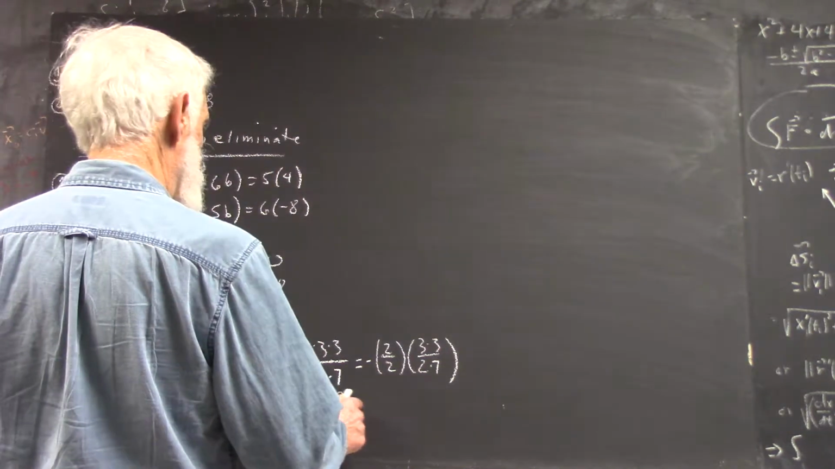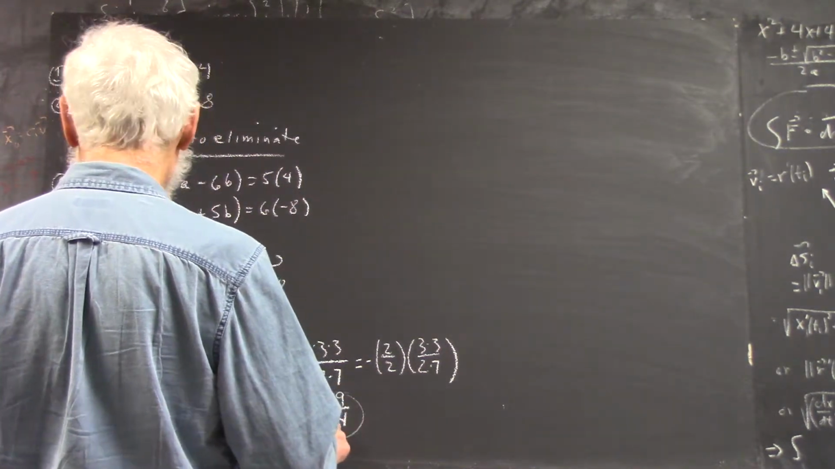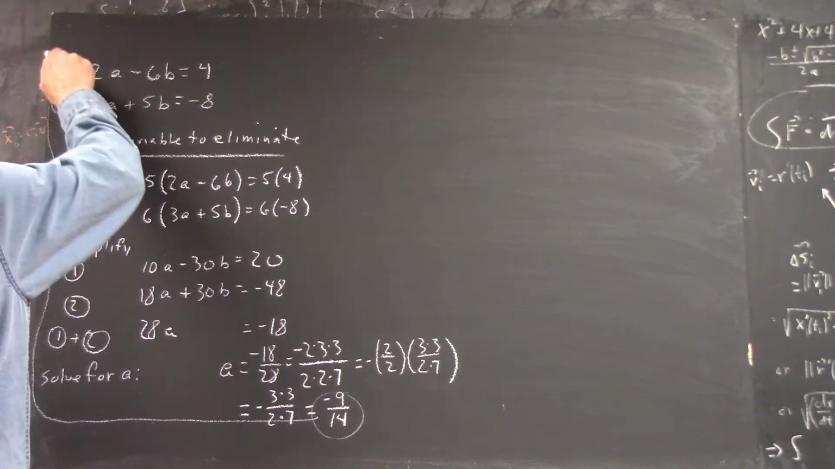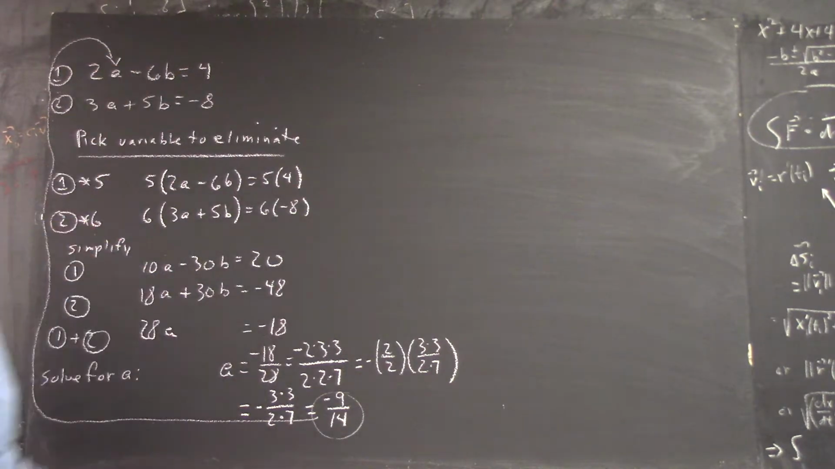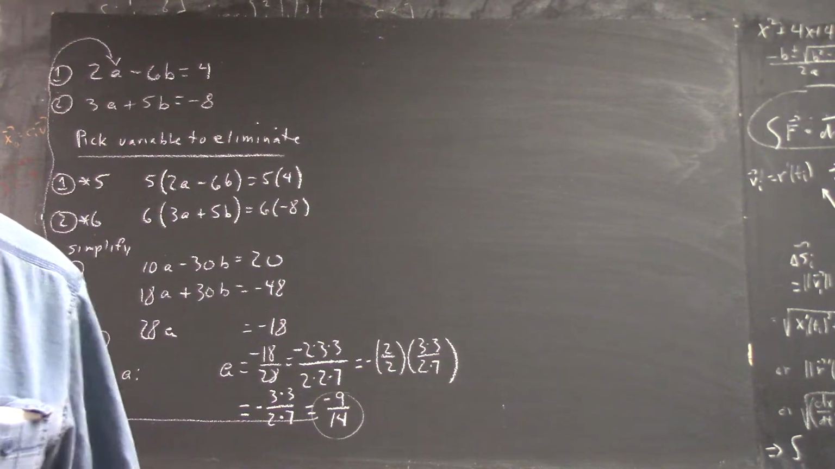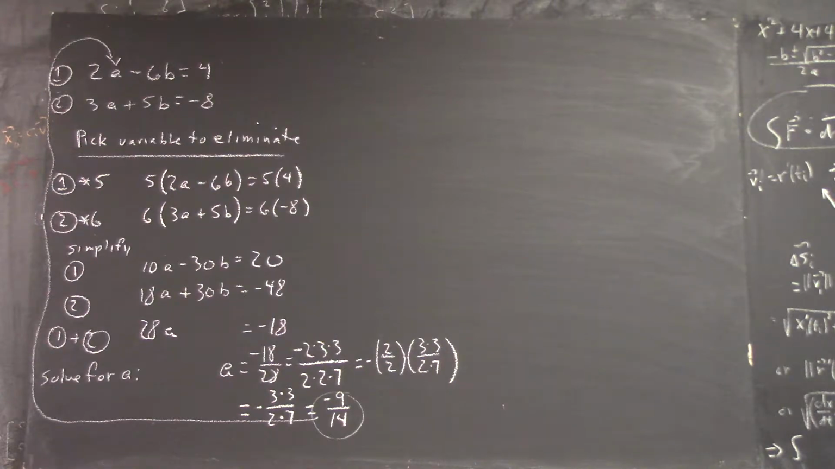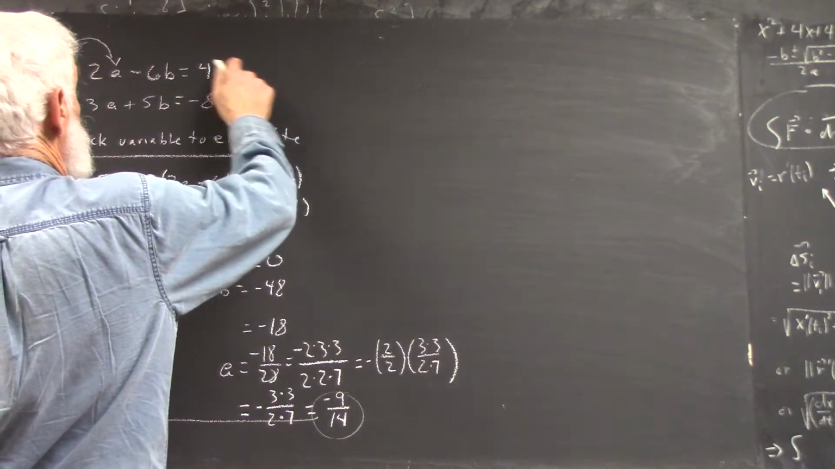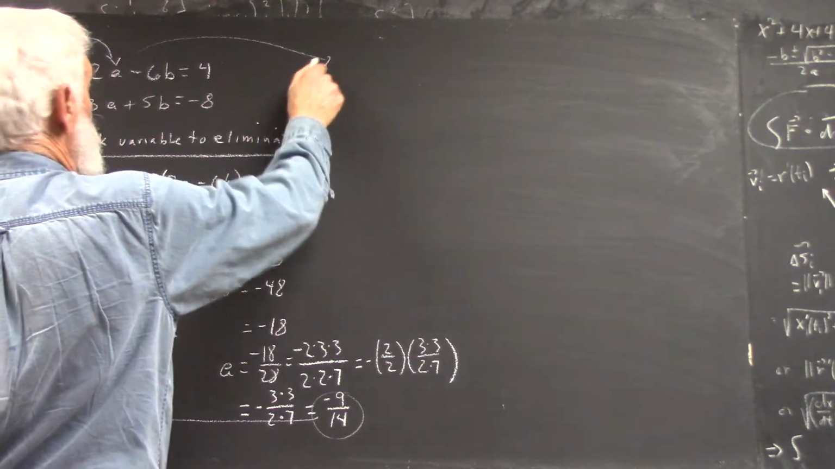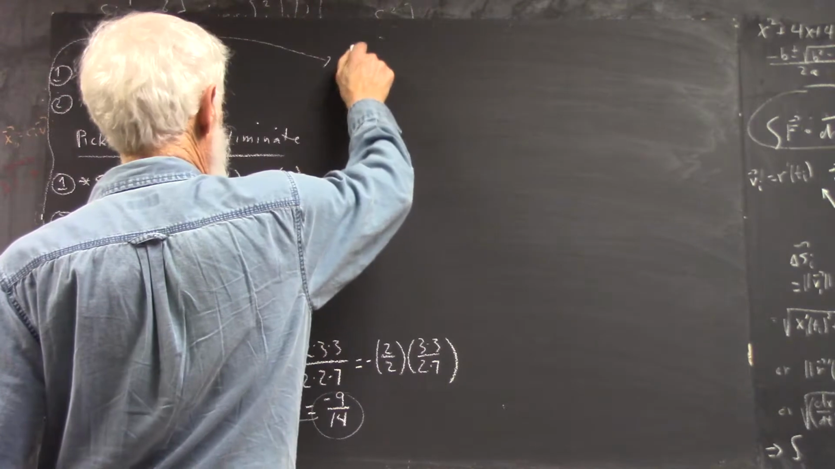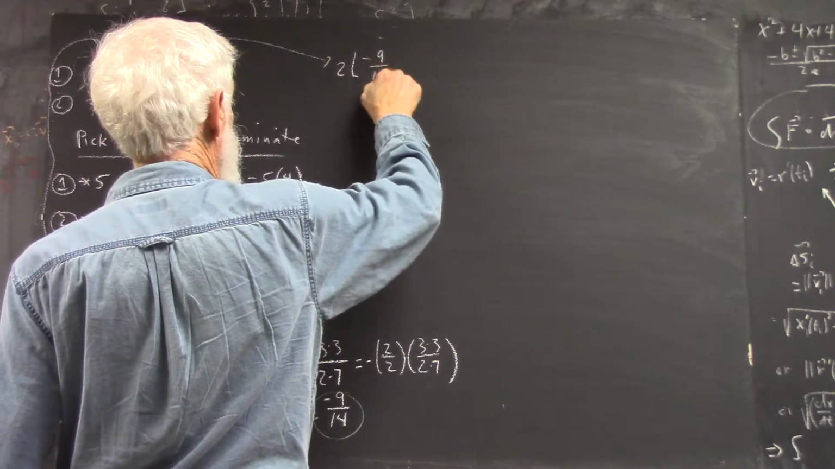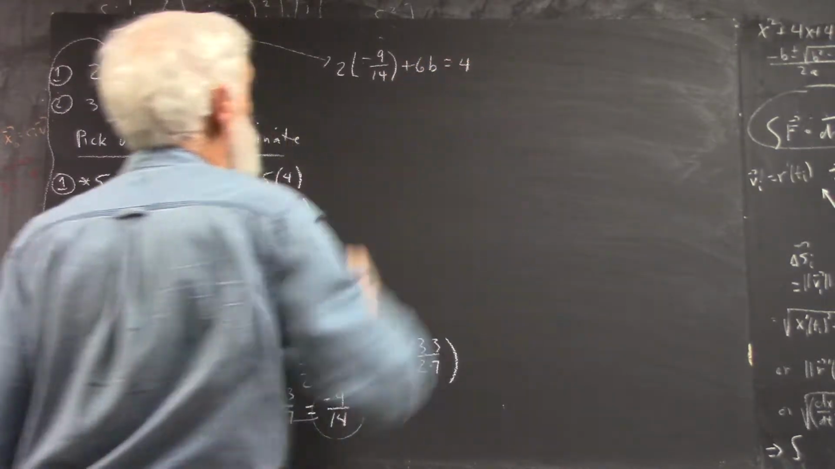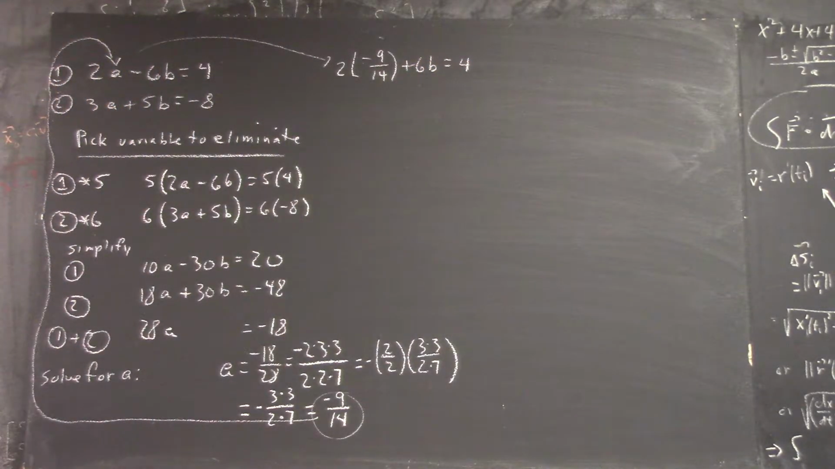So we plug this value into the original equation. We'll just pick the first one because it's harder to get that arrow to go to the second one. But we could have used the second one just as well. And this gives us the equation 2 multiplied by negative 9/14 plus 6b equals 4. So what are we going to do with that?